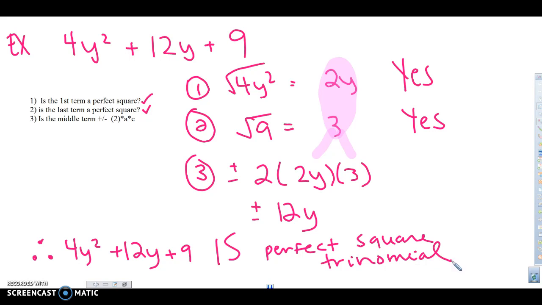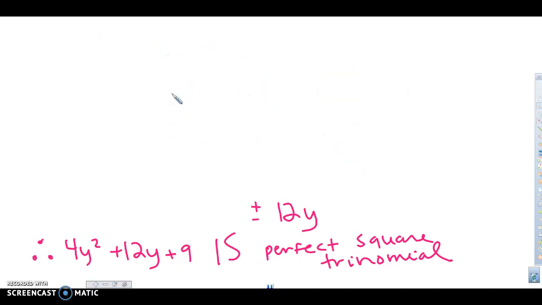Okay. Now, that's all well and good. I can define a perfect square trinomial. I know what one looks like. I can determine if one is a perfect square trinomial, that kind of stuff. That's great, but that's not quite our objective for today. Our objective is to find how to factor these.